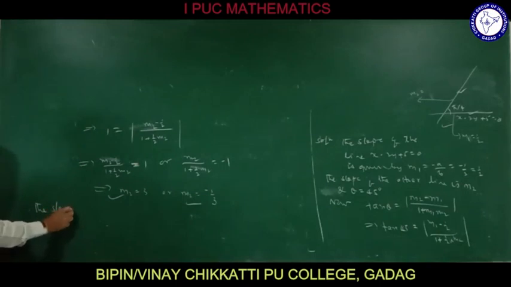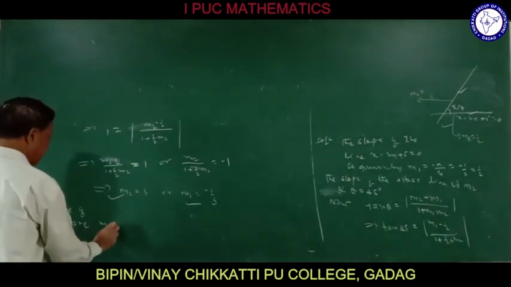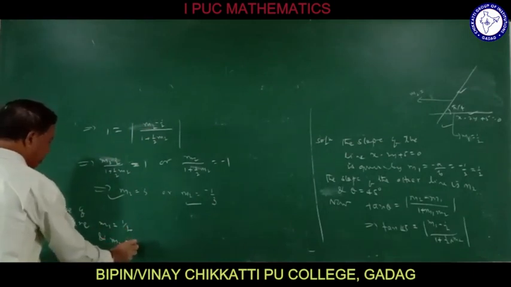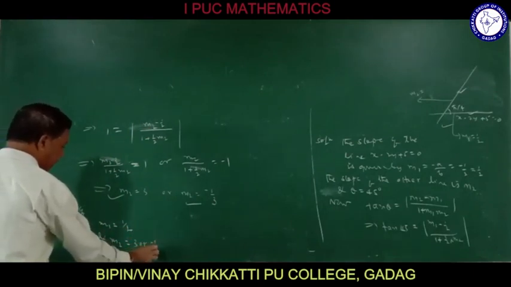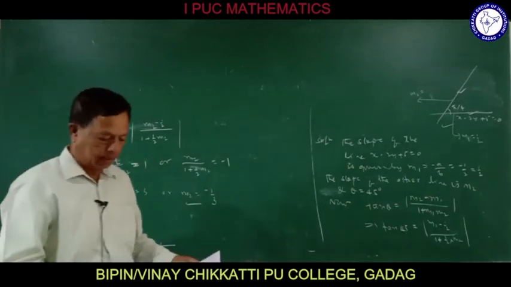So the slopes of the lines are m1 equal to 1 upon 2 and m2 equal to 3 or minus 1 upon 3. This is the way we calculate the results.